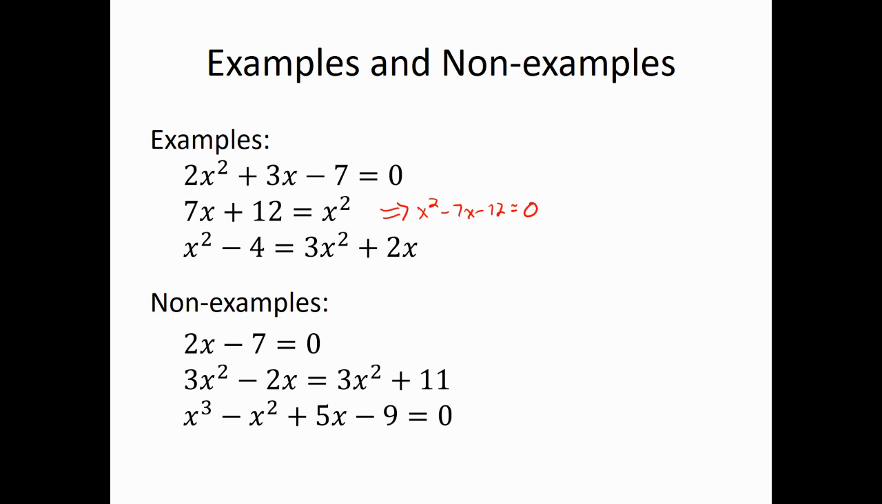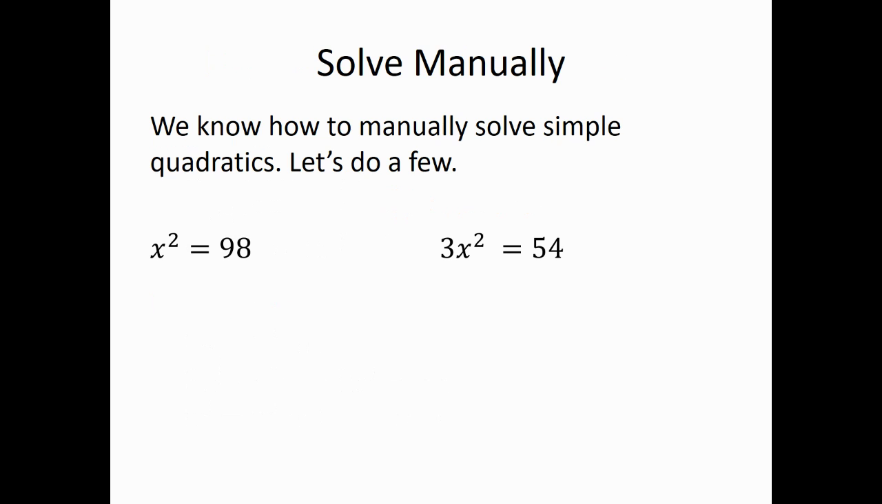And then final example, x cubed minus x squared plus 5x minus 9 is equal to 0. There's no way to eliminate the x cubed out of this, so it's there, which means that we have x to a power higher than 2, which means that this cannot be a quadratic. That's called a cubic, actually. Perhaps at some point in your mathematical career, you'll discuss cubics and how to solve them.